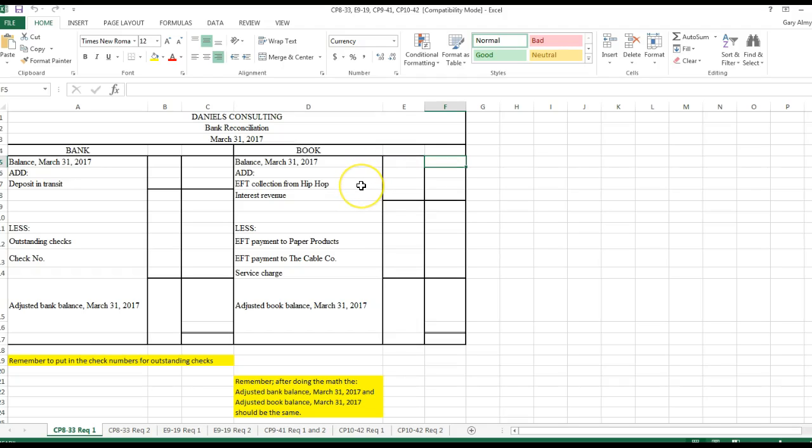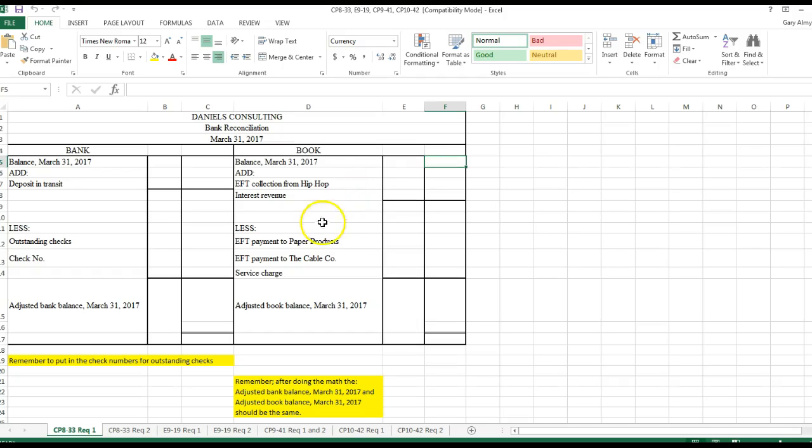Then we want to add what's called EFT collections. Those are electronic fund transfers. Some things are deposited automatically into the bank, maybe on a monthly basis, and they go into the bank, yet the business hasn't recorded them. They have to wait to get their statement in order to make those entries. So we want to record this EFT collection from Hip Hop.